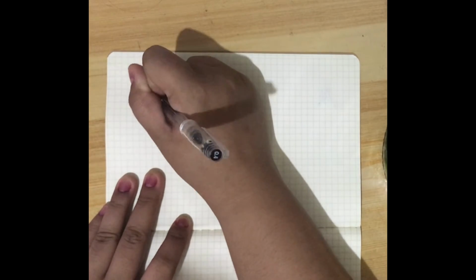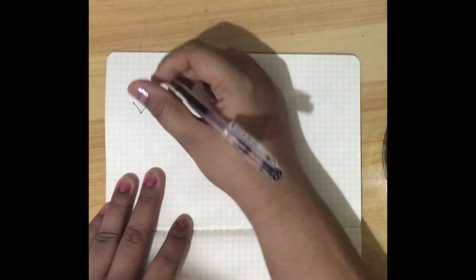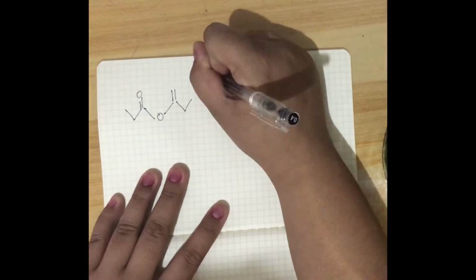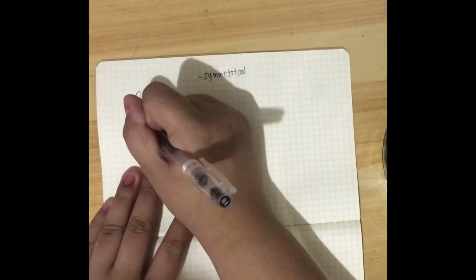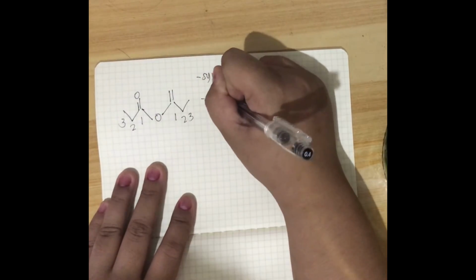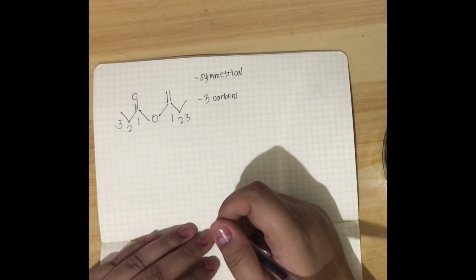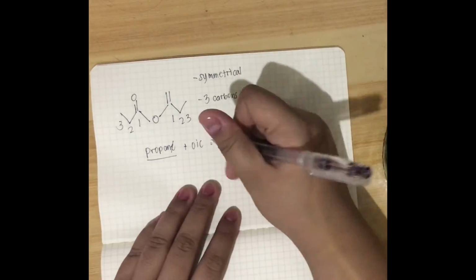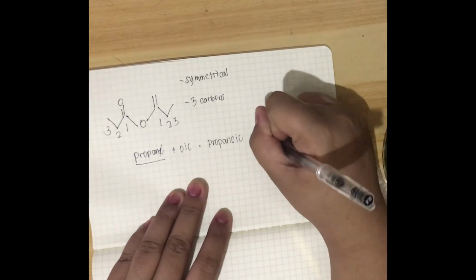Next example is another symmetrical molecule. And this time it has 3 carbons on each side. It is associated with propane, so we take out the E and change it again to oic, and that makes it propanoic anhydride.